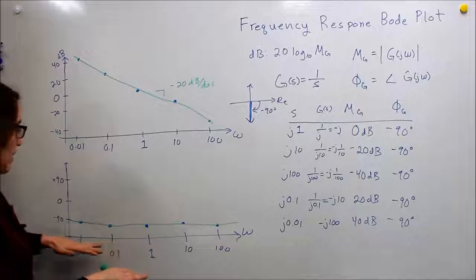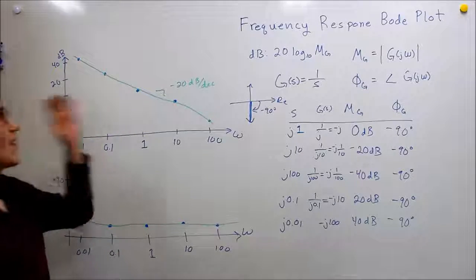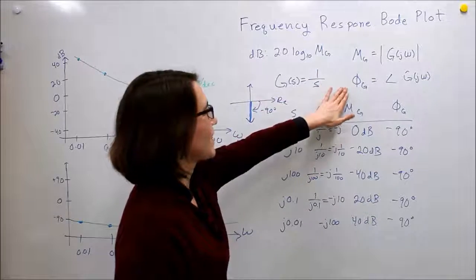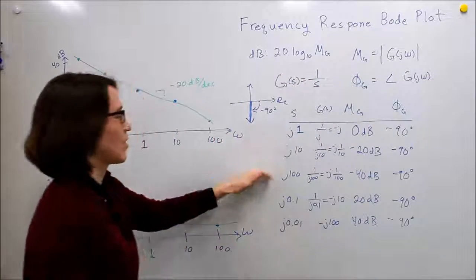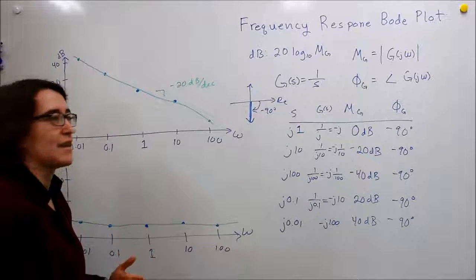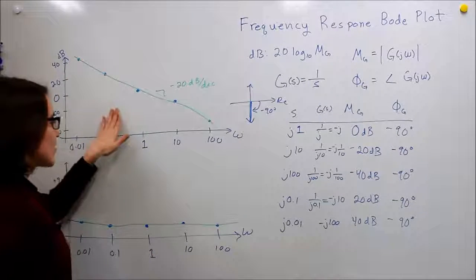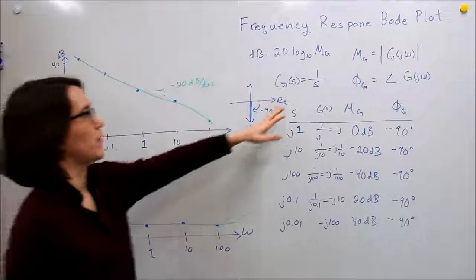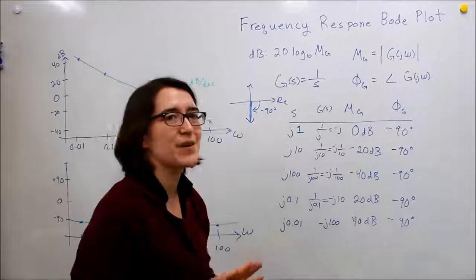But the important thing to remember is that you take this, plug it into these different equations, and we can test various points of omega, and figure out how our system is changing at different frequencies. How is the magnitude changing and how is the phase changing? So this is the Bode plot for 1 over s, and we'll move to more complicated ones next.